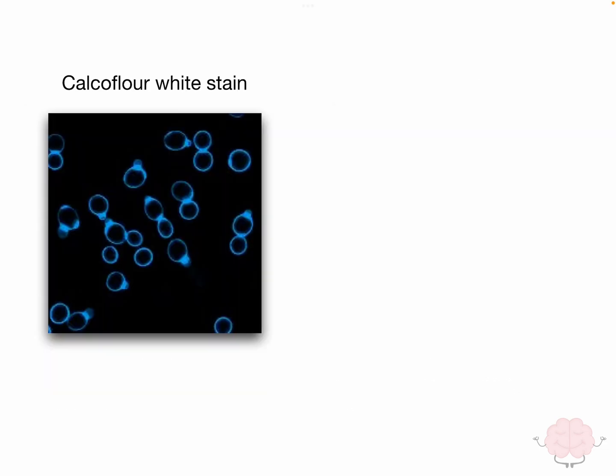Next is the calcofluor white stain. As you can see, these are fluorescent, right? Calcofluor white stain is a fluorescent stain which binds to the chitin in the fungal cell wall and gives fluorescence under UV light. If we try to identify this fungus, we can say it's a yeast, because there are no pseudohyphae. The cells are quite separate and they've got budding cells, right?